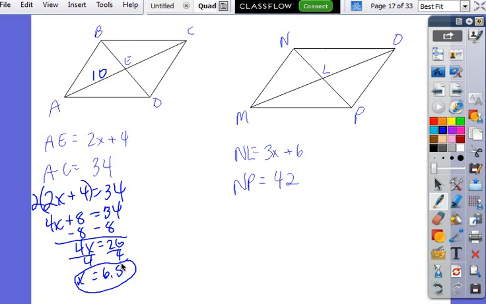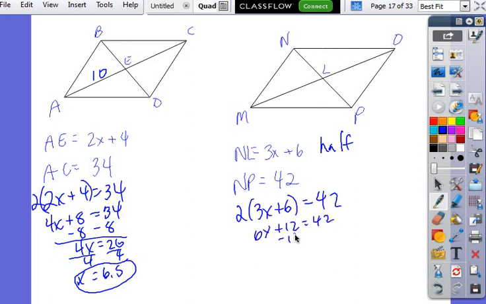All right, take care of the second one for me. Identify which one is the halfway. Is it the NL or the NP? NL. So the NL is my halfway. If that's the one that's half, that's the one that I'm going to multiply by 2. Distribute it out, solve the equation. You get your answer. Are there any questions on that?